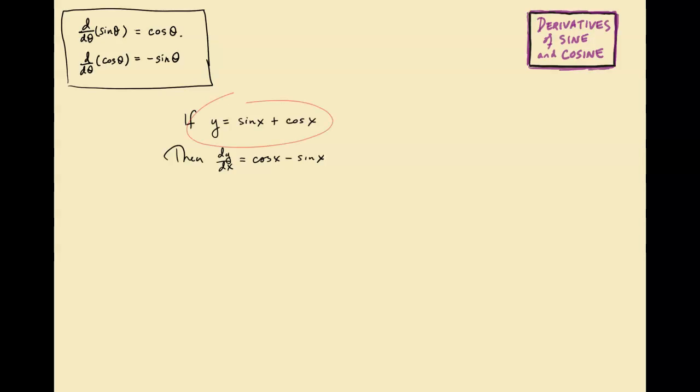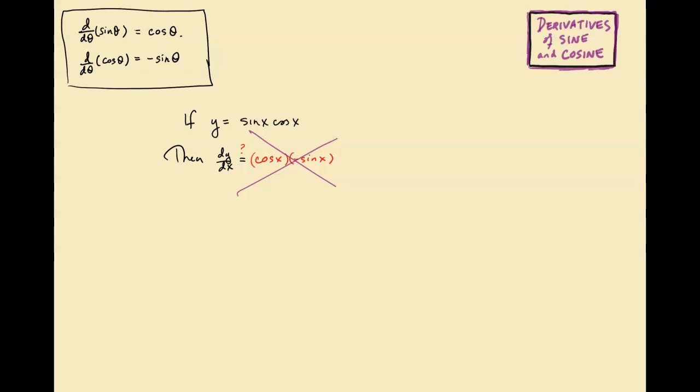However, let me change this function a little bit. Suppose y is sine x times cosine x. There are, alas, many Calculus 1 students who would try to claim that the derivative of this function is cosine x times minus sine x, because those are the derivatives of the corresponding factors. Is this true? It is not. Please do not do that.